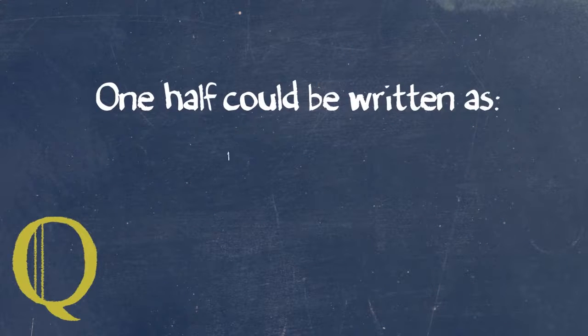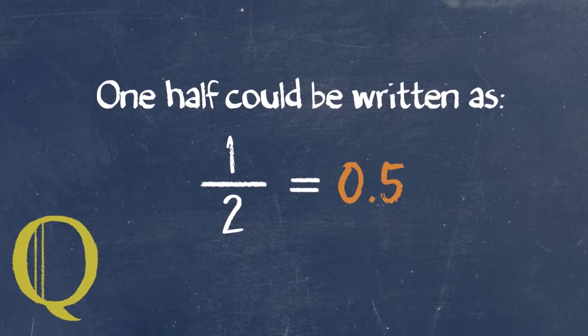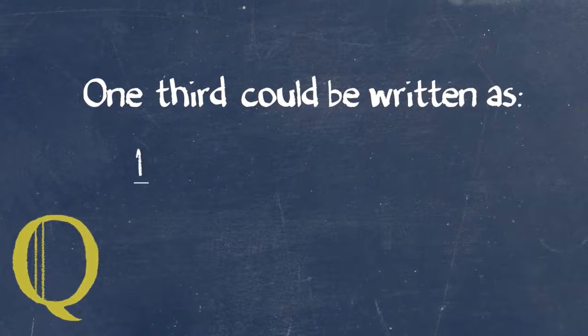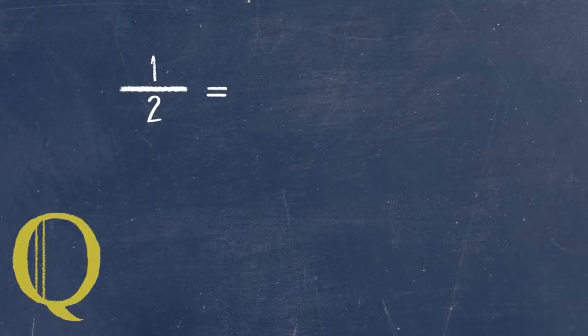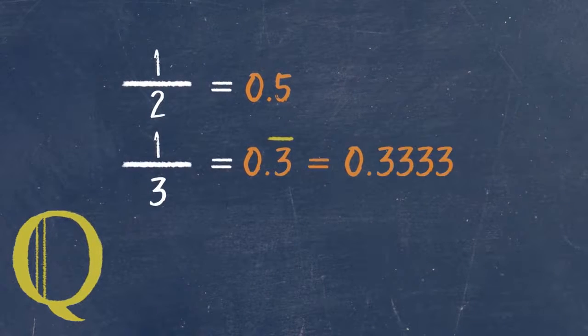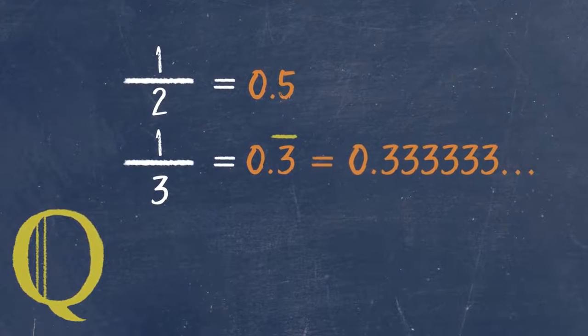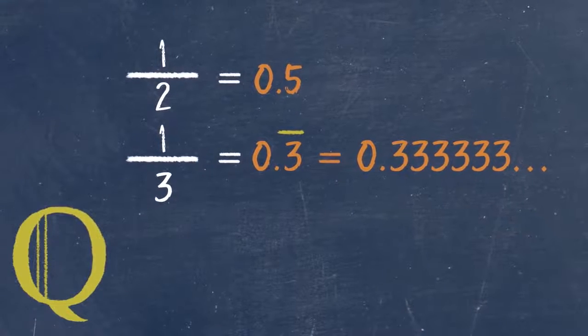Rational numbers can also be written as decimals. 1/2 could be written as 0.5. 1/3 could be written as 0.3 bar. Notice these either have a terminating decimal like 0.5 or a repeating decimal like 0.3 bar. In the case of 1/3 written as a decimal, the bar above 3 denotes the repeating number.